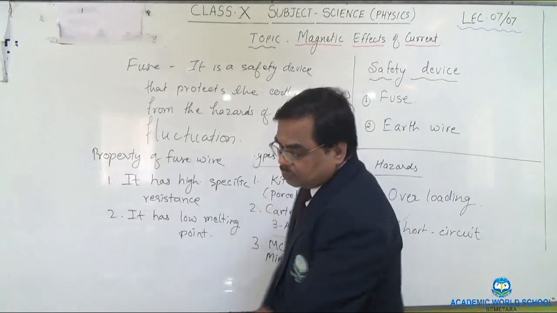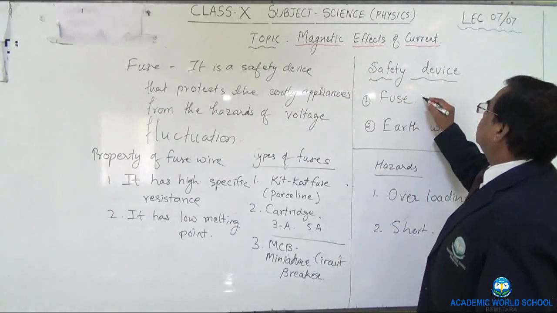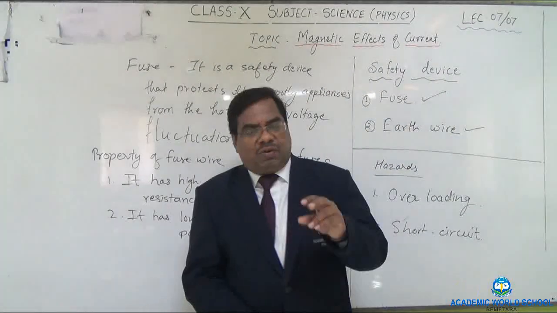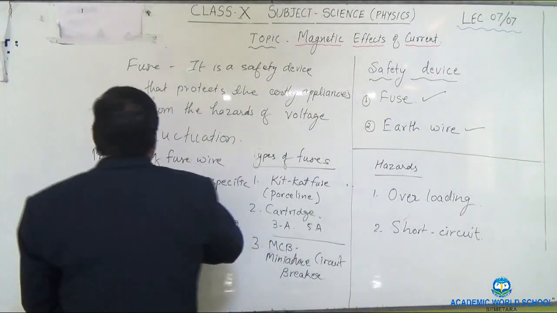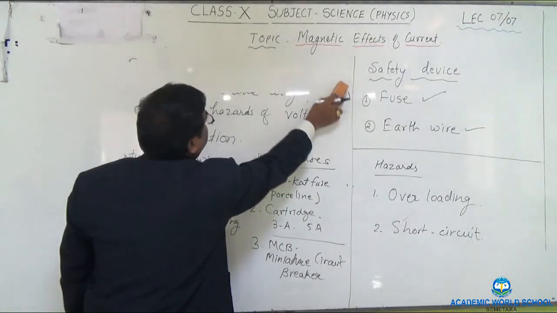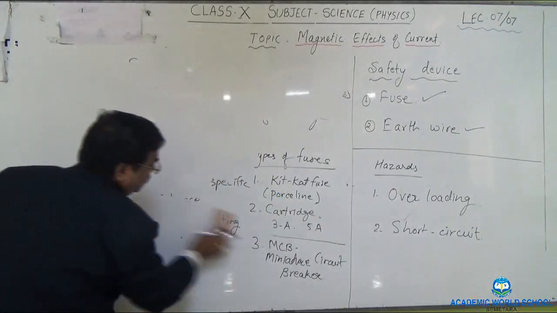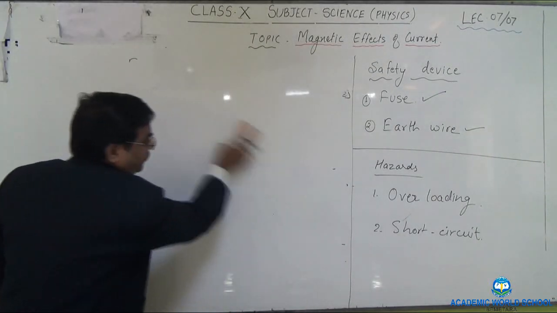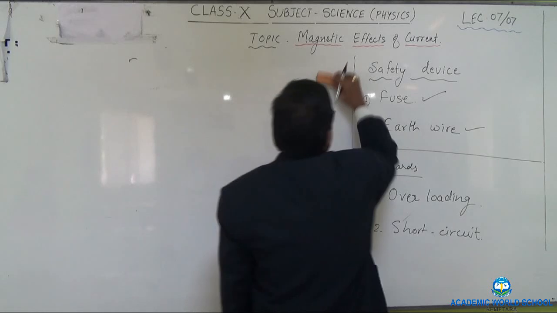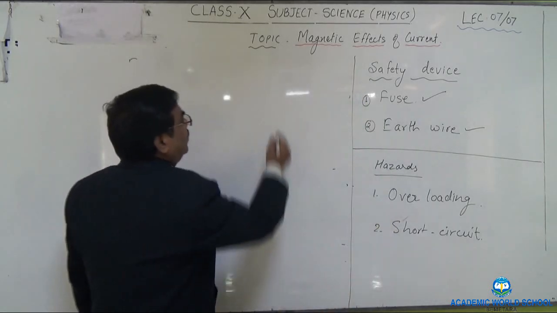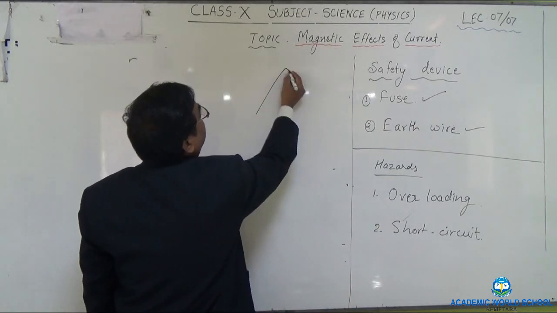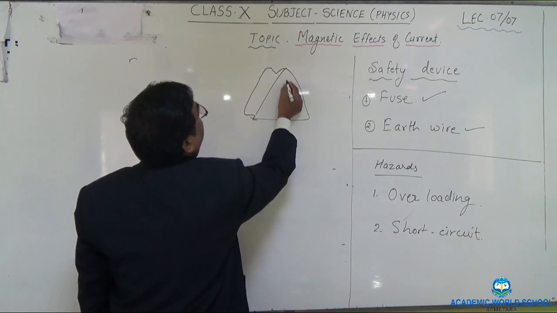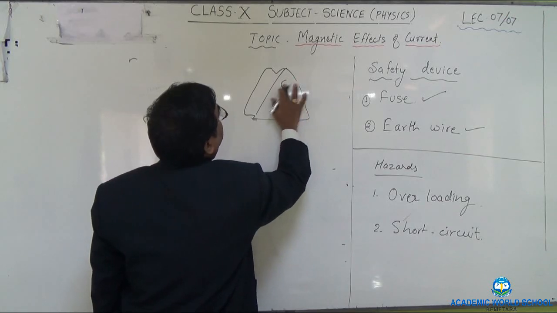Now we will come to the next one. We have seen fuse, now earth wire. In many of the switch sockets, you will find there is a third pin which is of green color. I will show you like this. This kind of plug is there and there are three pins in it.